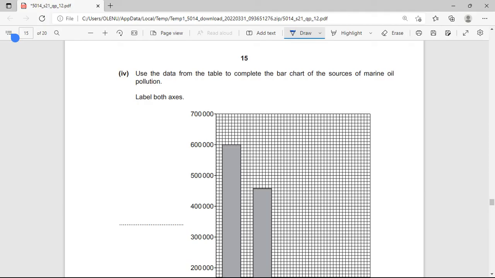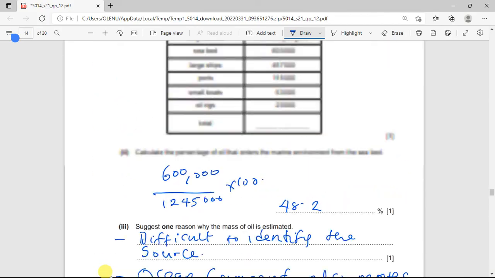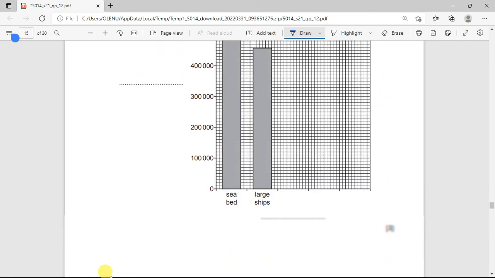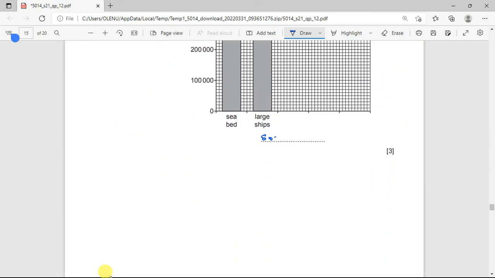Now, use the data from the table to complete the bar chart of the source of marine oil pollution. So label your axes. Once you are given a table, this is your X, this is your Y. Your X always comes before your Y, and that means this is your independent variable, and here you have the dependent variable. To label the x-axis, it is source of marine pollution. So you just come down and write the source of marine pollution.